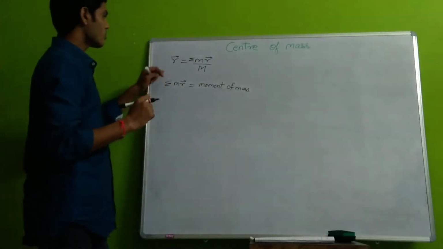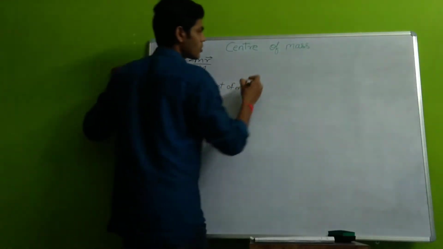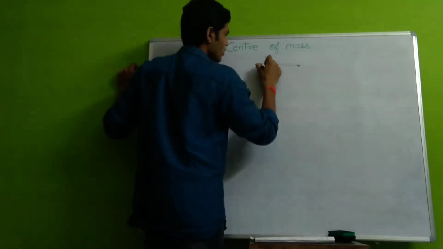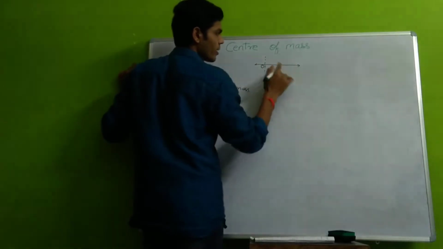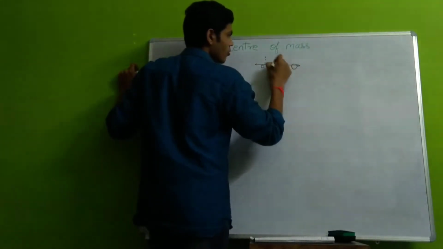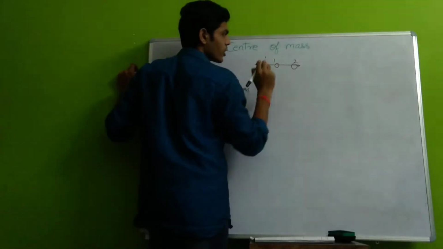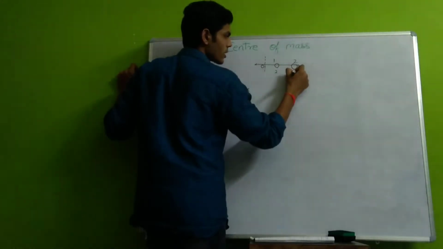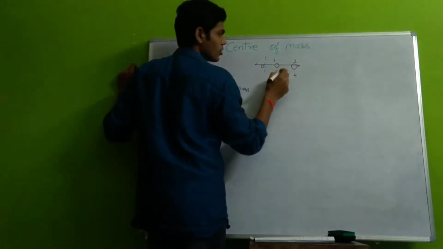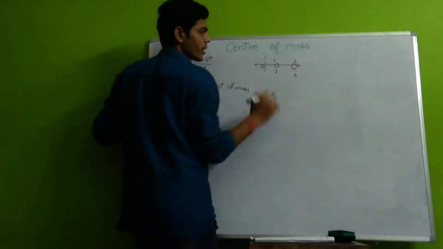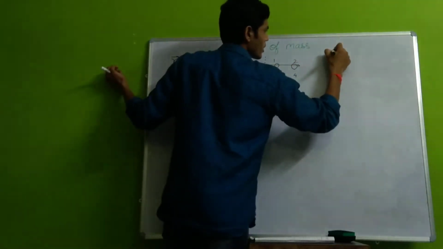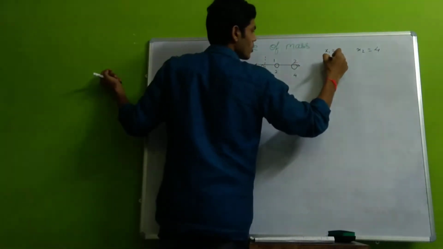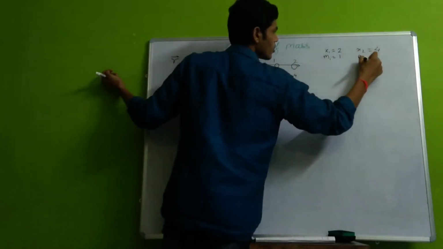We will take an example of how to find center of mass. Suppose this is the origin and we have two masses, one of 1 kg and another of 2 kg. The first one is at 2 meters and the second one is at 4 meters. So these are the x coordinates of the first object and second object. We can write x1 equal to 2 and x2 equal to 4. We know m1 equal to 1 and m2 equal to 2.